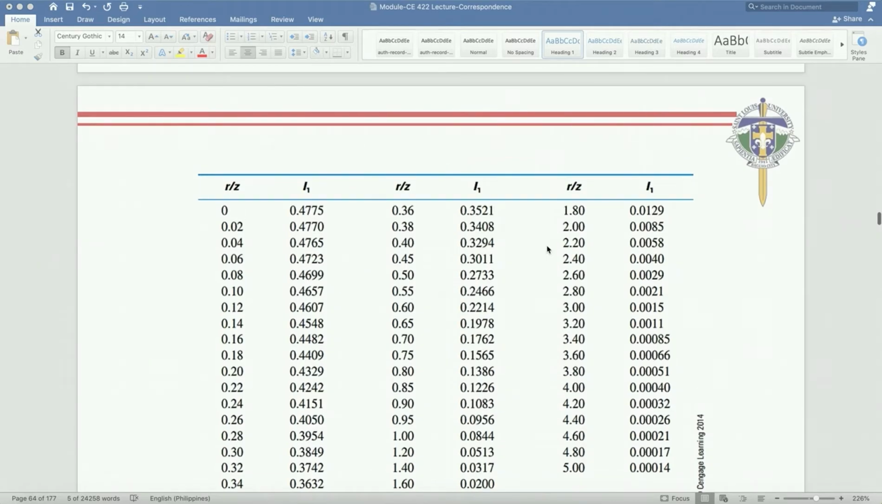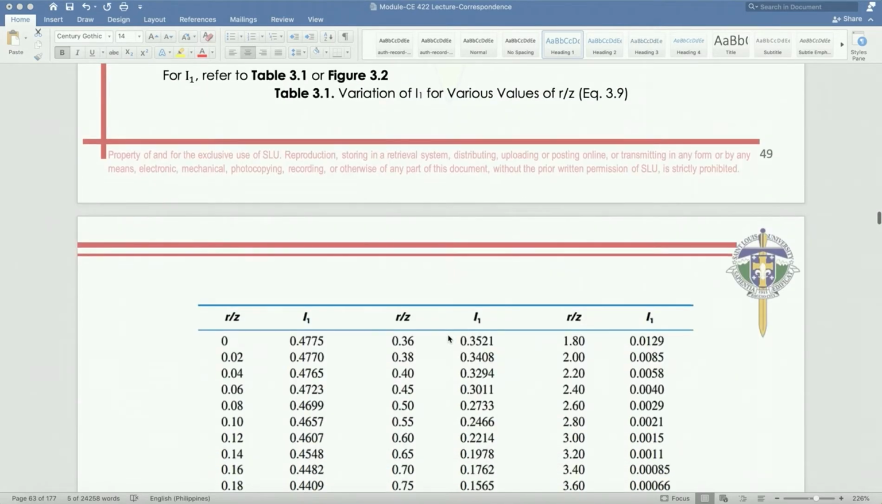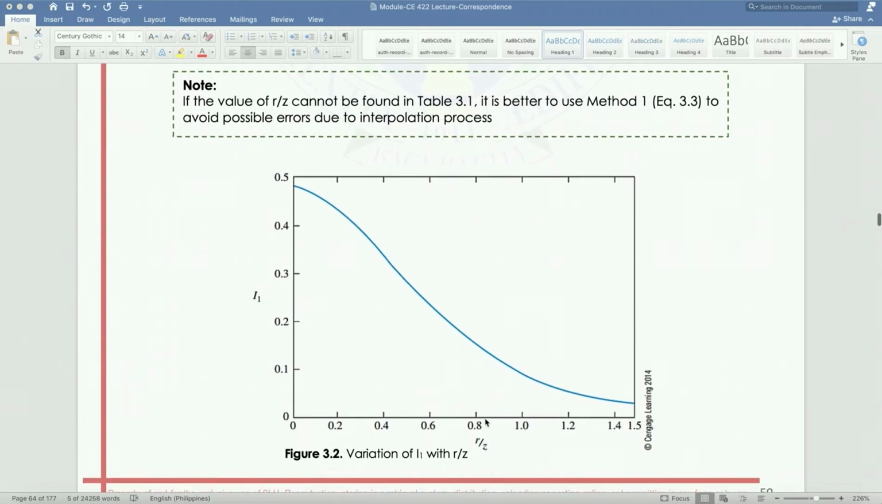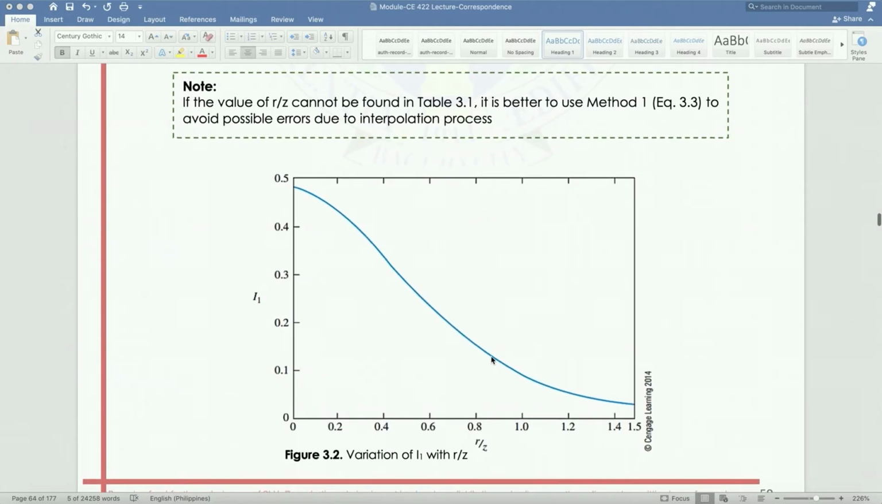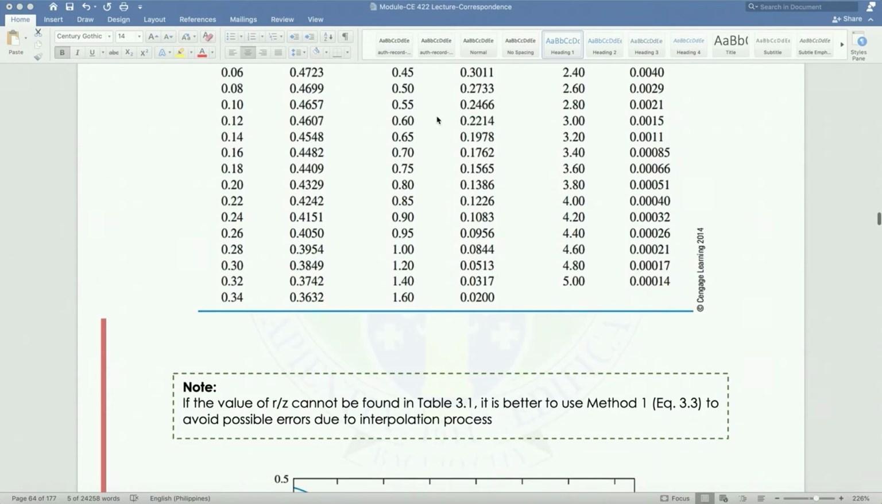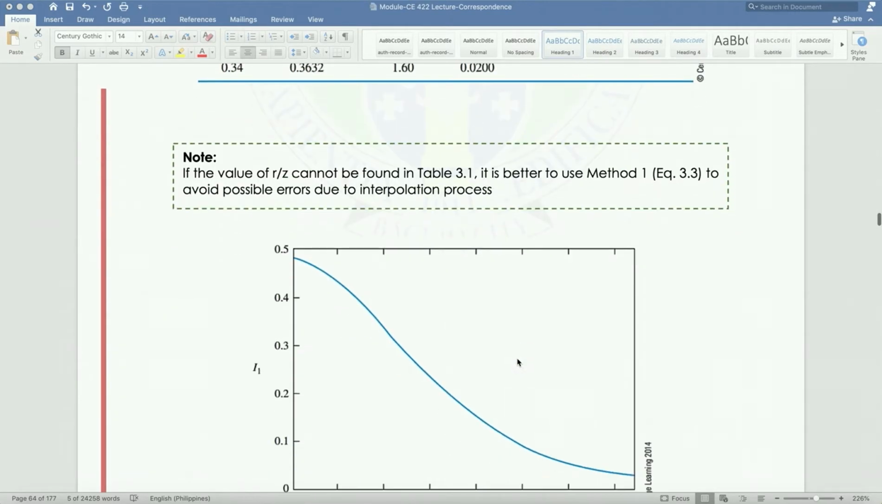So where did this value come from? This value came from this table here. We have r over z. Once we know r over z, project it vertically. When it hits our curve, then we project it horizontally. That's where we get our value of I1. So if we do not have I1 here, it is better for us to use the Boussinesq equation.